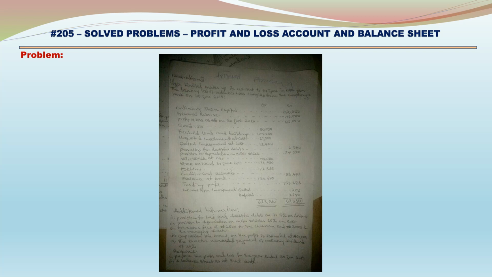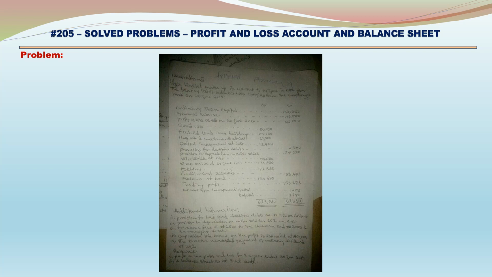Trading profit 153,278, credit. Income from investments quoted 1,200. Income from investments unquoted 2,750. Total debits 623,310. Total credits 623,310. Additional information. 1. Provision for bad and doubtful debts to be maintained at 5% on debtors.